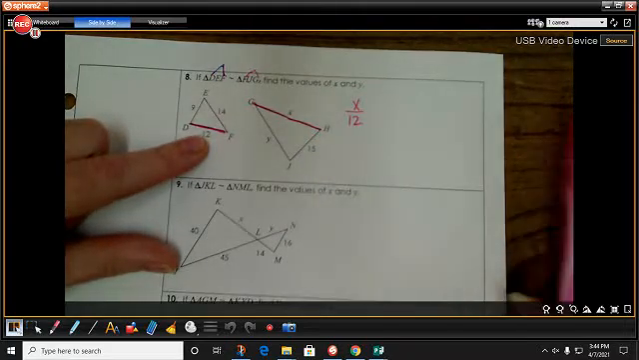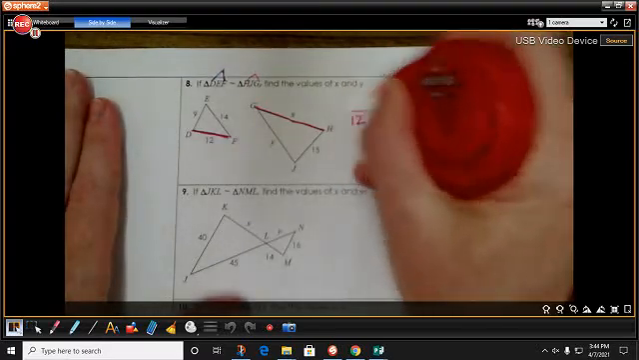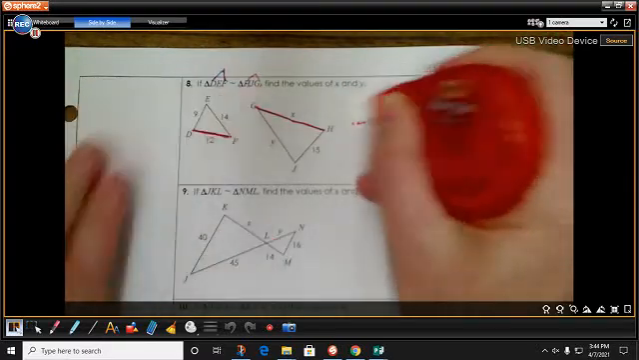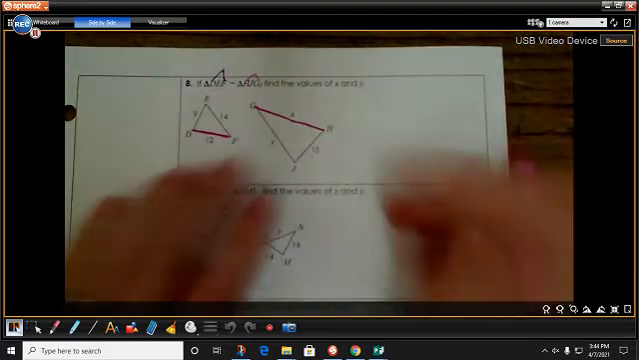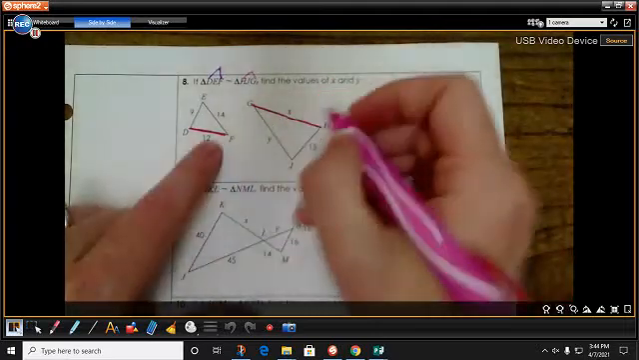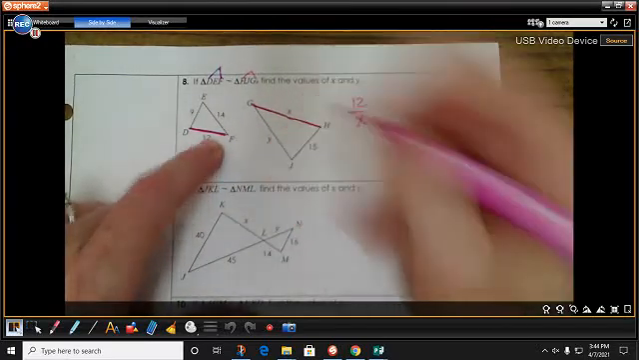Okay. Actually, I put that backwards. I want to do DEF first. The one I say first here is the one I want to put first here. I like to keep things consistent. And so I know that 12 should go with X. So 12 goes to X.